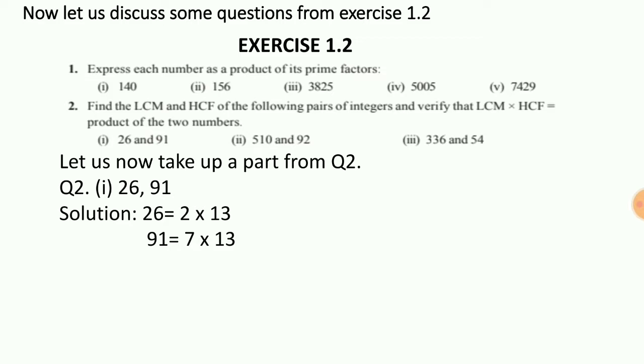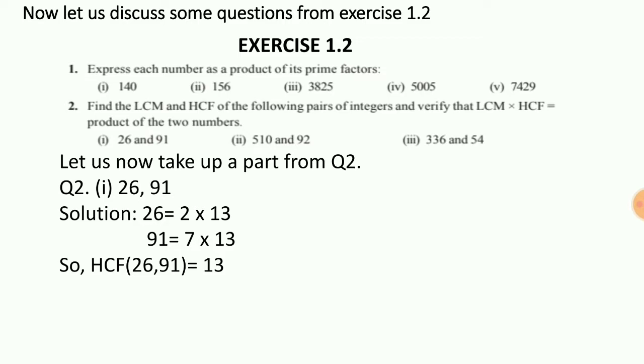HCF is the product of the smallest power of the common factors of the two numbers. So, the common factor here is 13 and its smallest power is what? It is 1. So, HCF comes out to be only 13. Here, HCF of 26 and 91 is equal to 13.